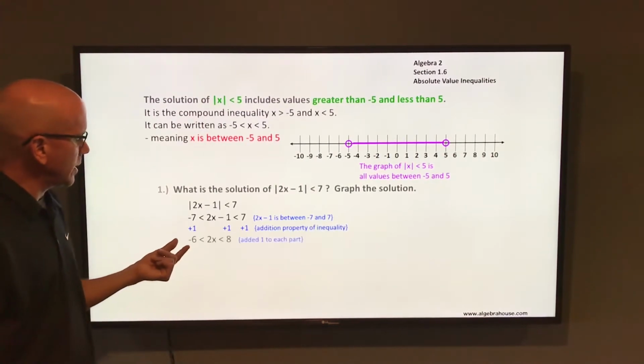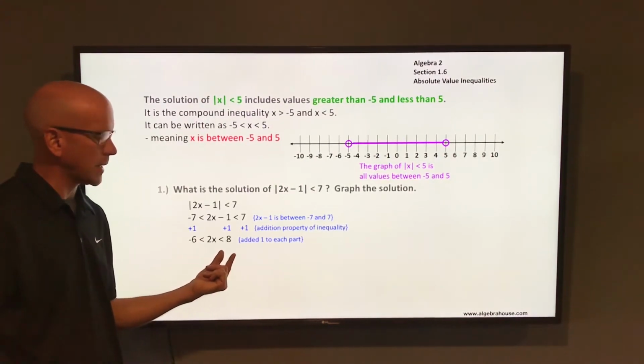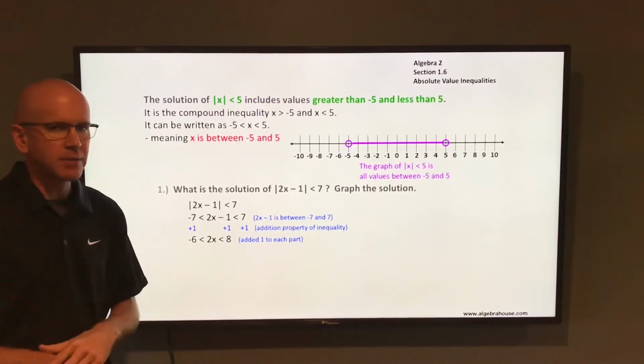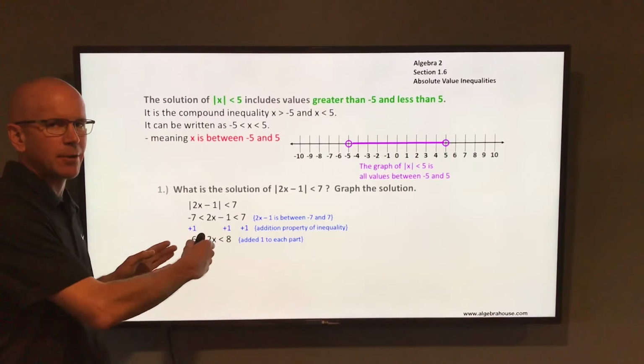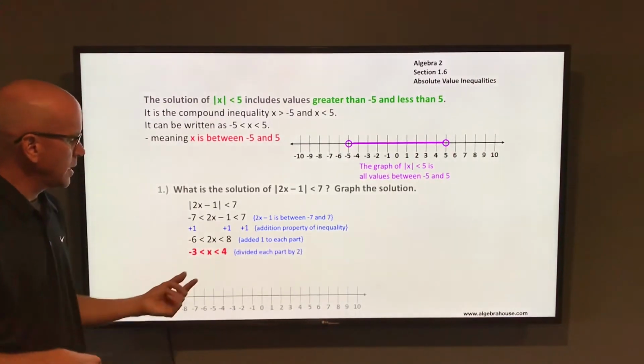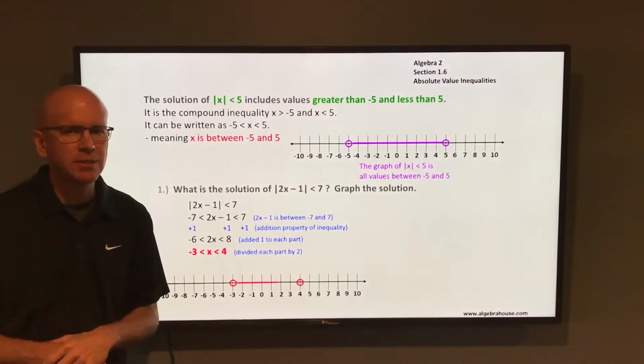And if you do that, you end up with negative 6 is less than 2x, which is less than 8. Still have to get that 2 away from the x. So divide each of those three areas by 2. Divide the left, the middle, and the right all by 2. You end up with negative 3 is less than x, which is less than 4.